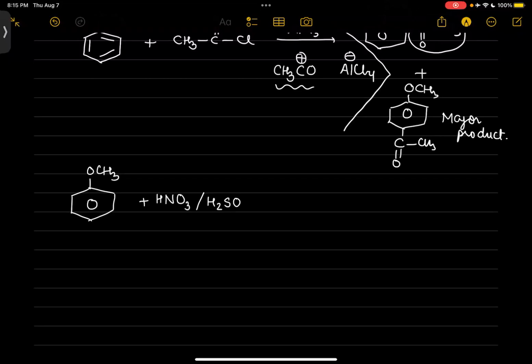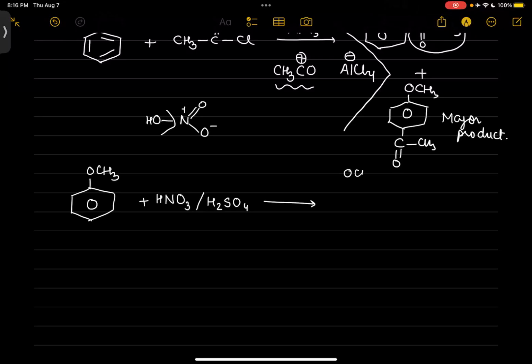What is the role of H2SO4? It acts as a reagent. Yes, exactly, it acts as a catalyst and removes the OH from HNO3. By protonating it, it removes the OH as water. H2SO4 is a very good reagent which can absorb water. And you will have the NO2 plus group left behind.